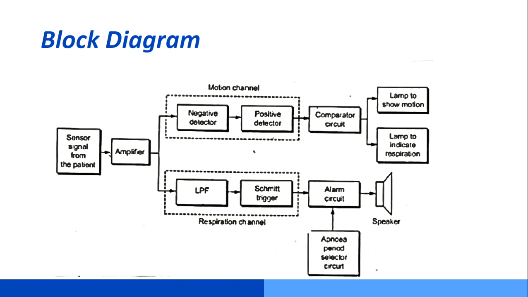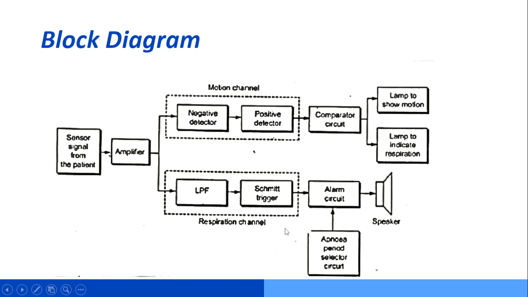First of all, the motion channel contains two components, a negative detector and a positive detector. A signal greater than the threshold is allowed to the positive detector, whereas a signal less than the threshold is passed to the negative detector, and the output of the motion channel is passed to the comparator circuit. Based on this the lamp will glow. The first lamp shows motion or disturbance, and the other lamp indicates respiration.